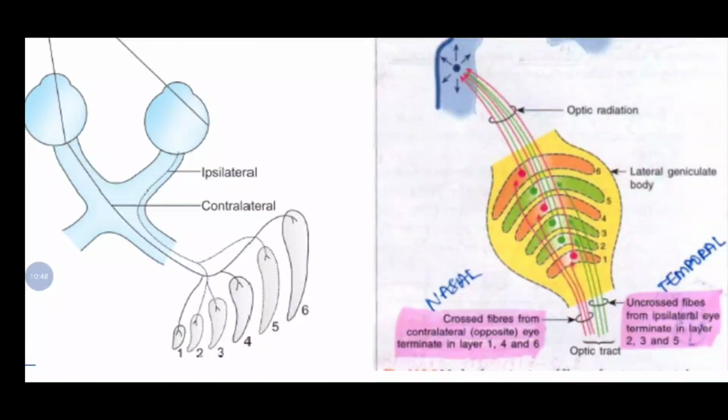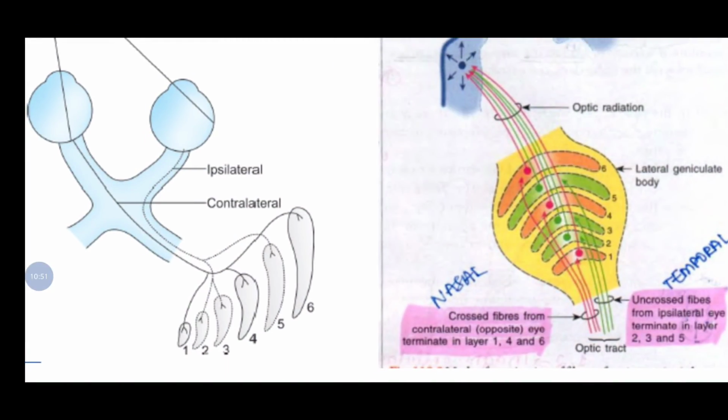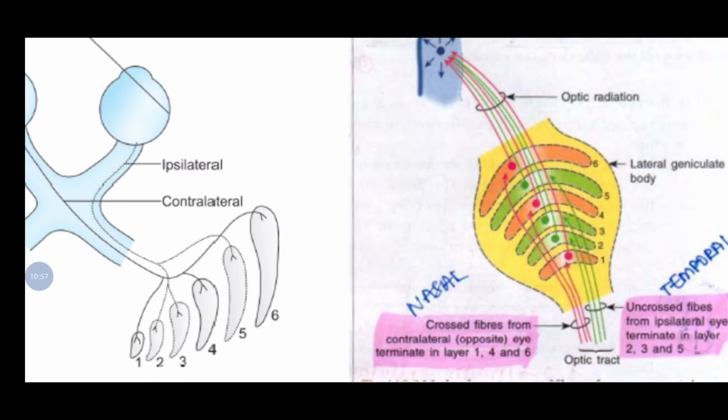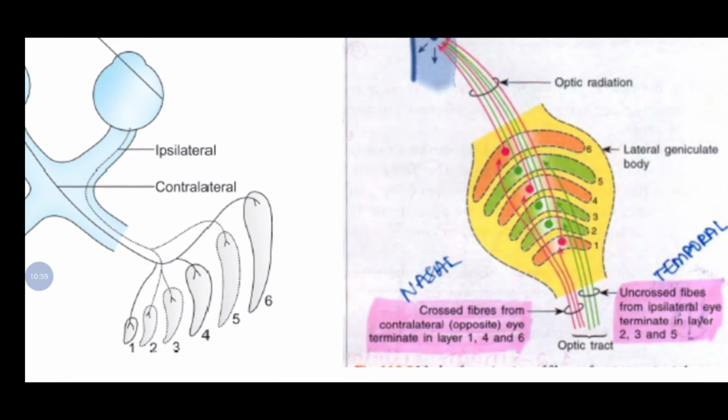So as you can see, some ipsilateral fibers are also going here and some contralateral fibers are also going here. The ipsilateral are terminating on layers 2, 3 and 5, and the contralateral ones are terminating on layers 1, 4 and 6.